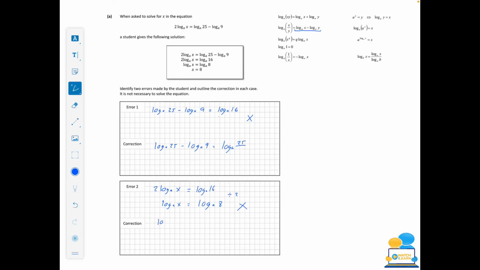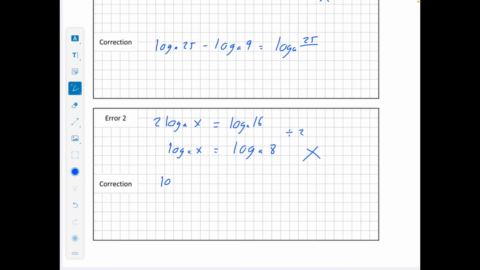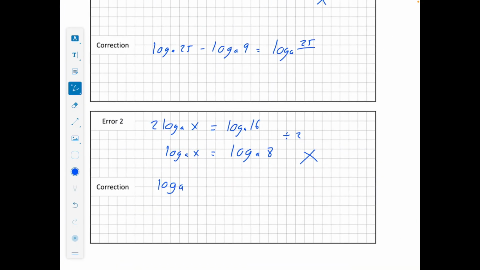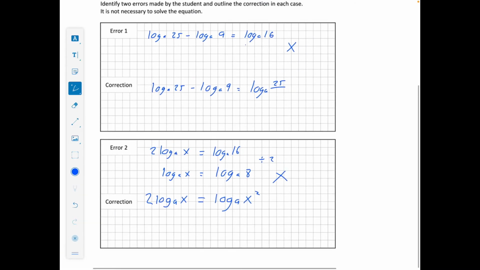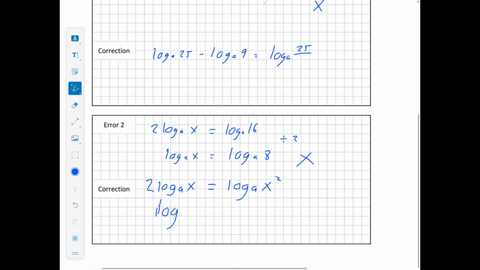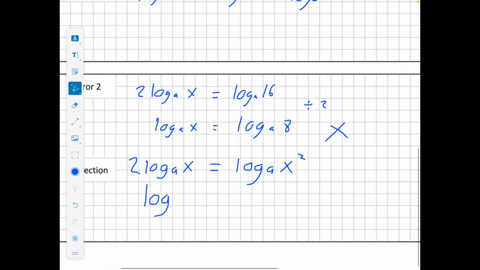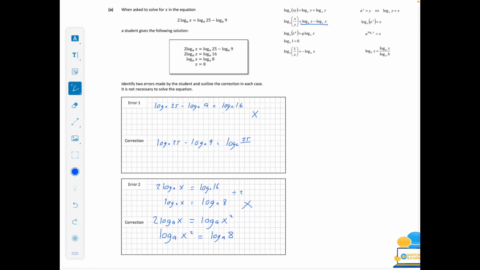So what they should have done instead is say that 2 log to base a of x is equal to log to base a of x squared. Then they would have ended up with log to base a of x squared is equal to log to base a of 8.